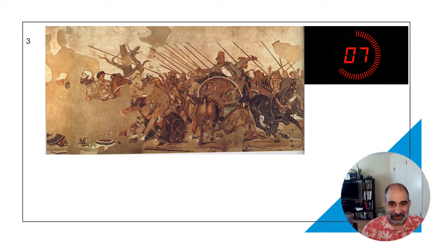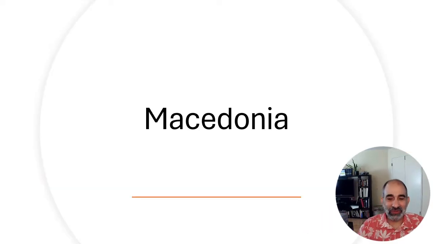All right, this is a mosaic. And one of the figures here is Darius. The other is Alexander the Great. And so this is from Macedonia. Represents the Macedonian civilization.